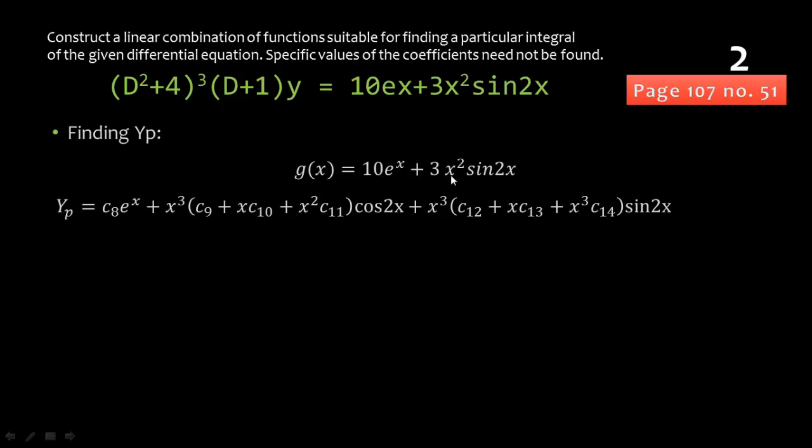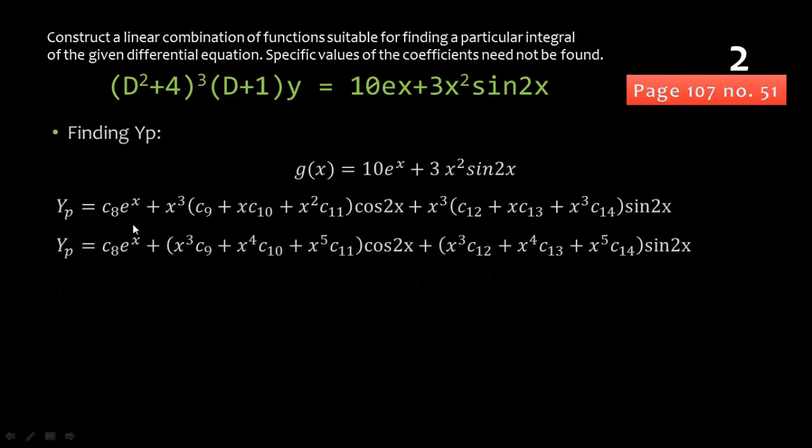And for this part, for 3x² sin 2x, we have the form of yp to be like this: (c₉ + x c₁₀ + x² c₁₁) times cosine 2x. As you can see, it was multiplied by x³ because this part of the solution has already been taken in yc. So it is multiplied by x³ so that it can have a unique solution. The same goes for this one. It was multiplied by x³ times the quantity c₁₂ + x c₁₃ + x² c₁₄, times sine 2x.